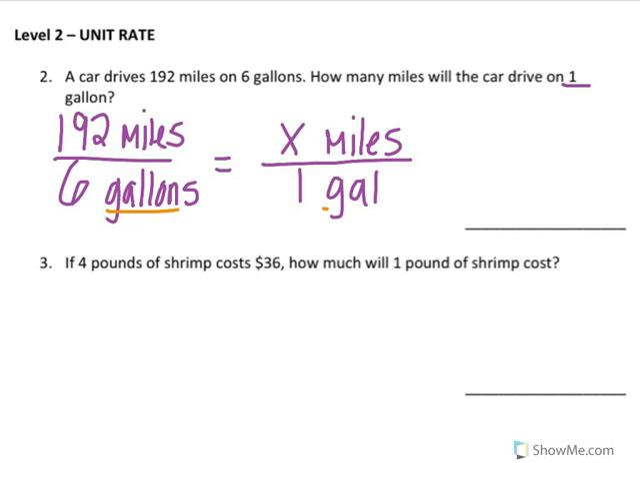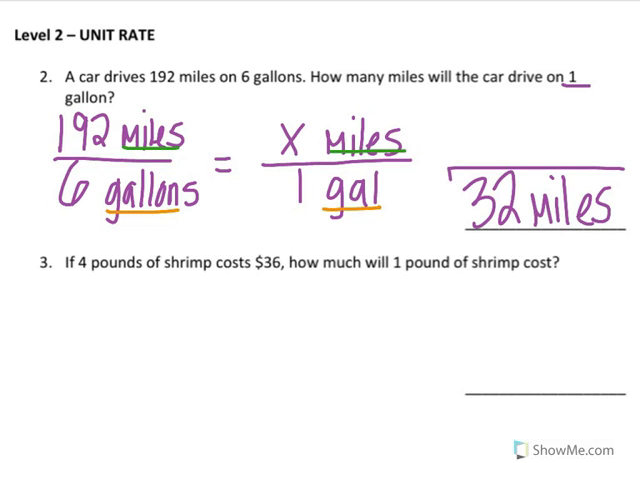So notice the gallons match up with gallons and the miles match up with miles. Our numerators are the same and denominators are the same units. When we cross multiply and divide, we get that we can go 32 miles on 1 gallon. And that is our answer. That's our unit rate. Let's try another example just to reiterate that we know how to do this.